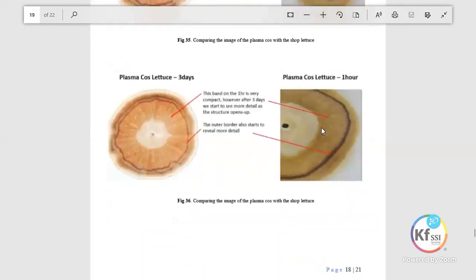And then we see here as well on the COS lettuce after 3 days, the band on the right, the 1 hour, we don't see a lot of detail on the brown, but on the 3 days, we start seeing some more detail, different layers, interactions there. So again, that structure has opened up after the 3 days.